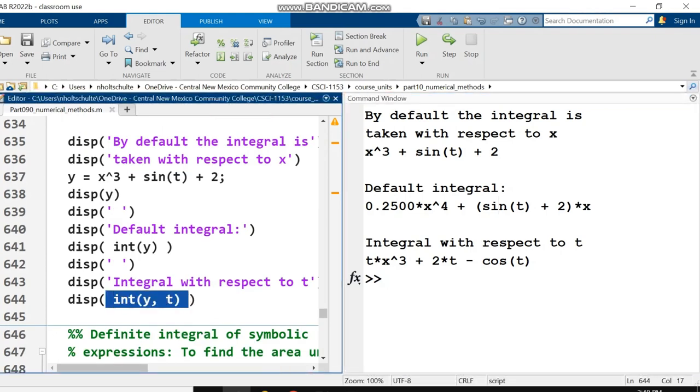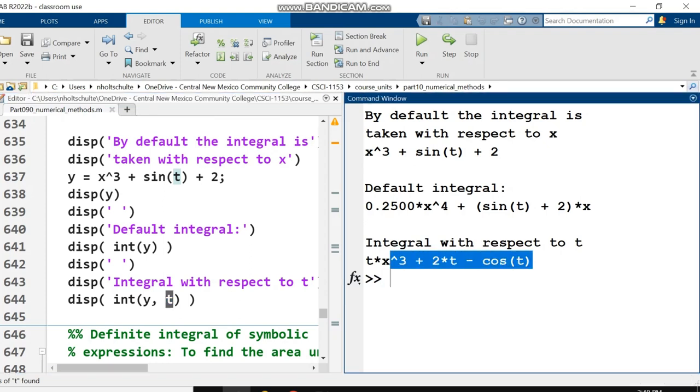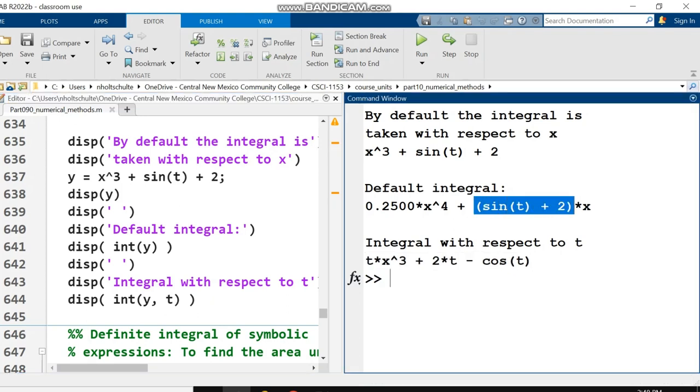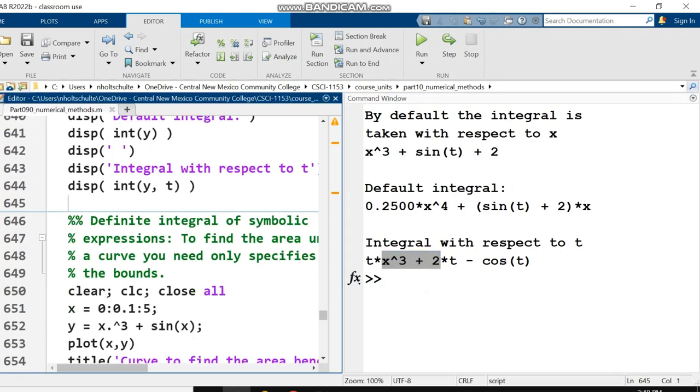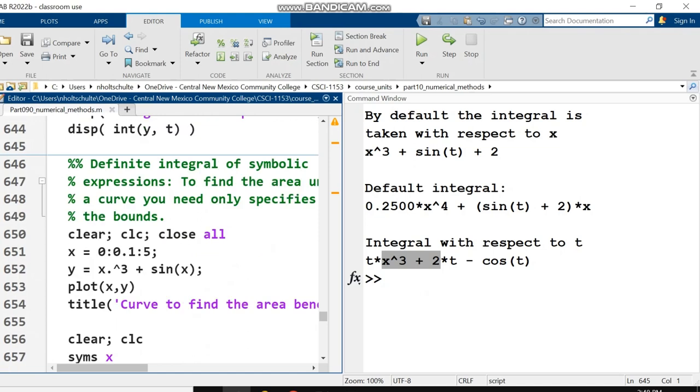And instead, if we would like to take the antiderivative with respect to t, as here I have an expression involving x and t, I simply say int parentheses y comma t. So your second input to the int function is the variable that you're taking the antiderivative with respect to. Why did MATLAB not group up the x cubed and 2 when those were being treated as constant, but it did group up the sine of t and the plus 2 when those were treated as constant? I have no idea. But we're going to move on to a definite integral.